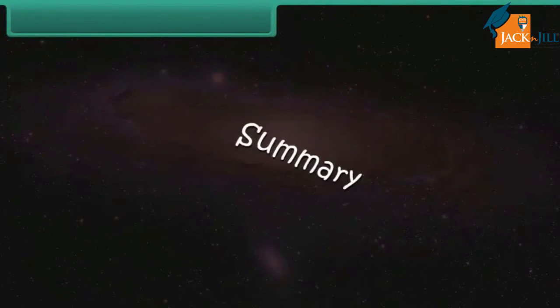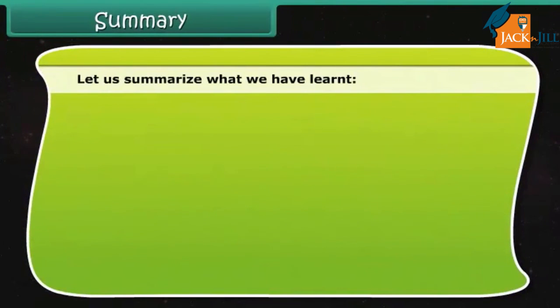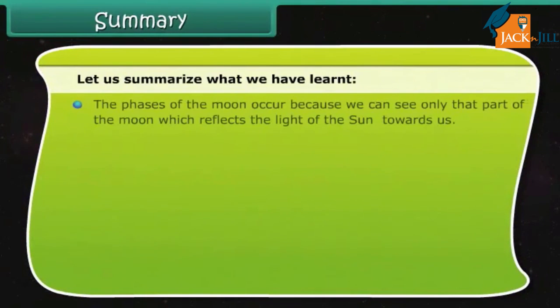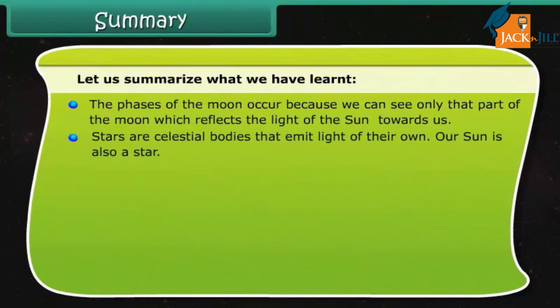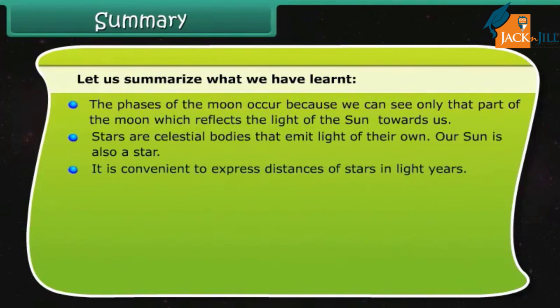Summary. Let us summarize what we have learned. The phases of the moon occur because we can see only that part of the moon which reflects the light of the sun towards us. Stars are celestial bodies that emit light of their own. Our sun is also a star. It is convenient to express distances of stars in light years. Stars appear to move from east to west.